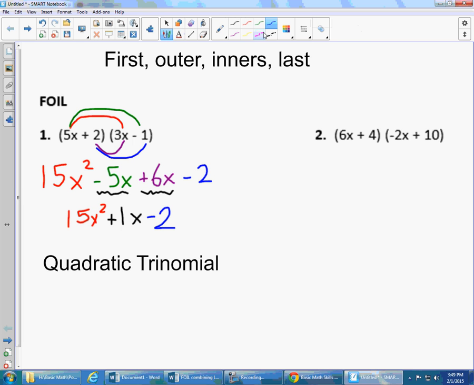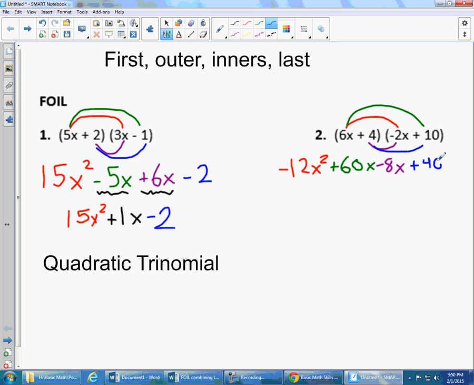All right. Hopefully you try to do number 2 there on your own. Let's see how it goes. Let's do 6x times negative 2x. That gets me negative 12x squared. Then I do 6x times positive 10. That gives me plus 60x. Then I get the insides. 4 times negative 2x. That gets me negative 8x. Then last, I do 4 times 10. That gives me positive 40.